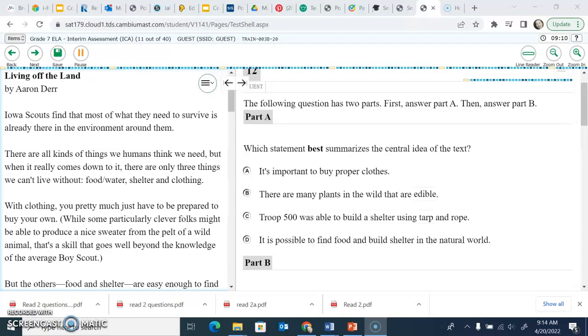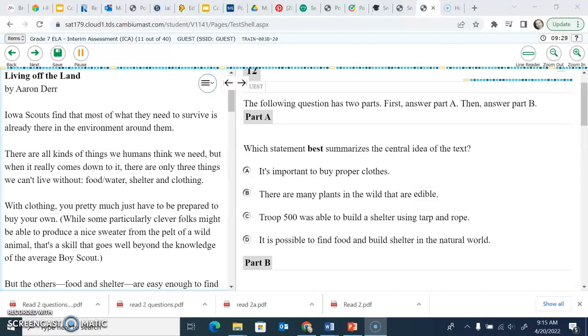So I've read this article. This actually came from an SBAC test that was given 2 years ago to 7th grade. And I have read these Part A, Part B questions, and I've read the text. I'm not going to read it to you now, but I'm just going to go through the type of thinking that I might do. So the question is, which statement best summarizes the central idea of the text?